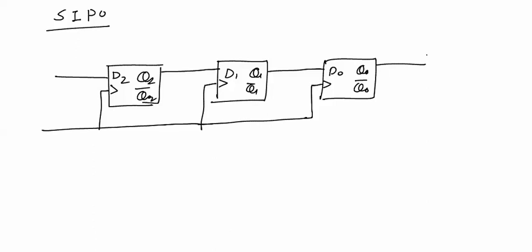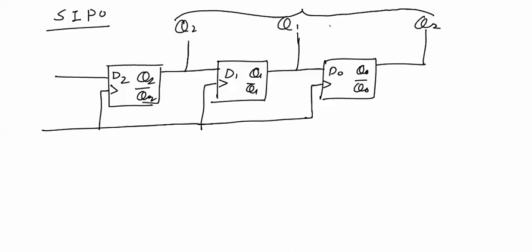Now this was the earlier serial input serial output register. The only difference is the output will be taken simultaneously. This output will be Q2, Q1, Q0. So this time the output will be taken parallelly, and this is serial input. Now remember one thing, there are 3 flip-flops, so 3 bits can be stored.